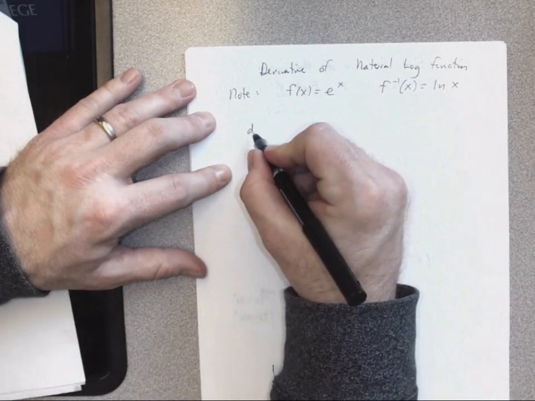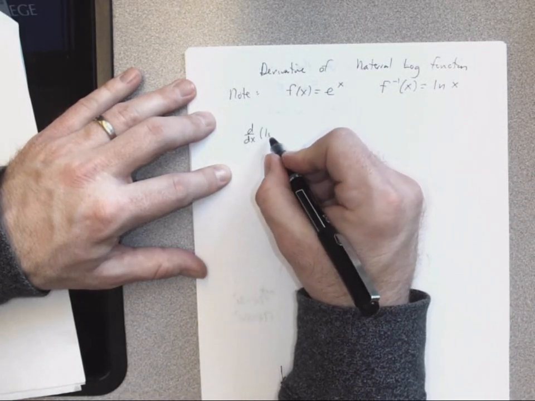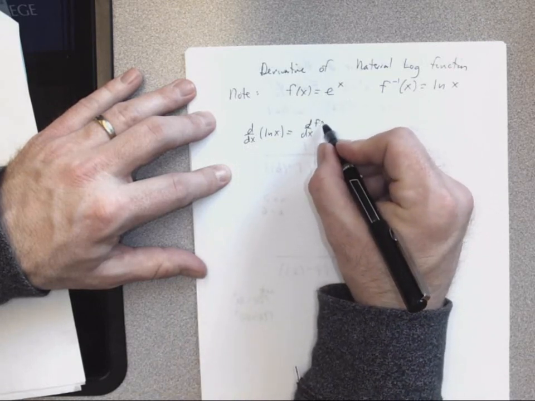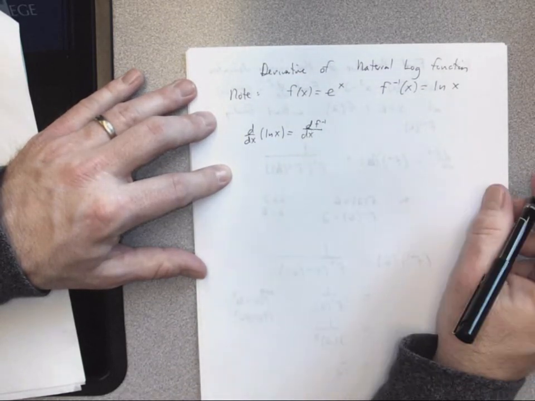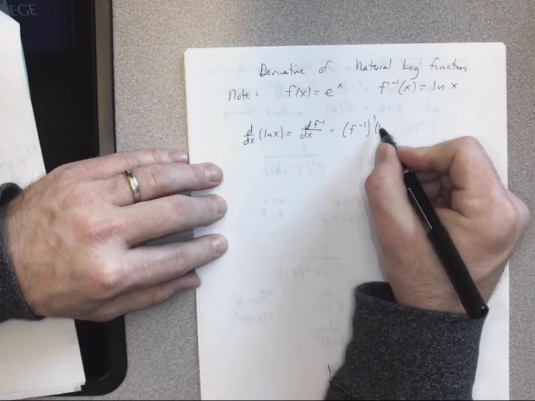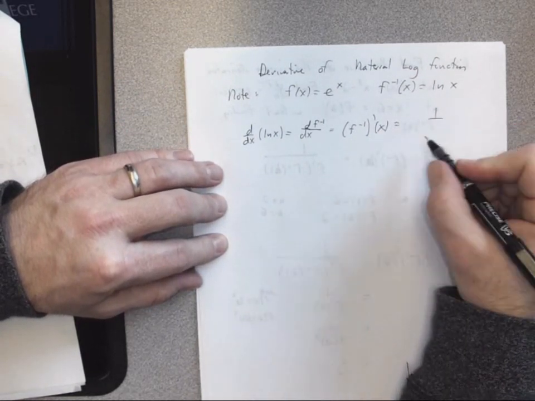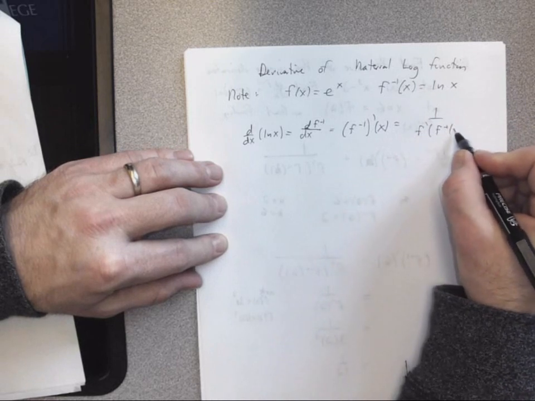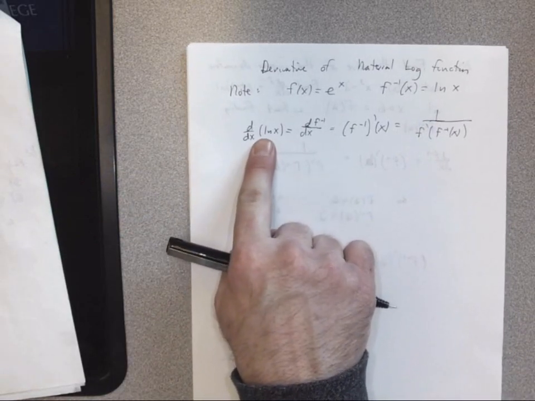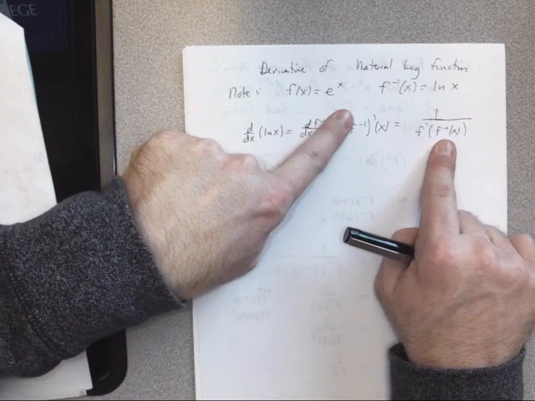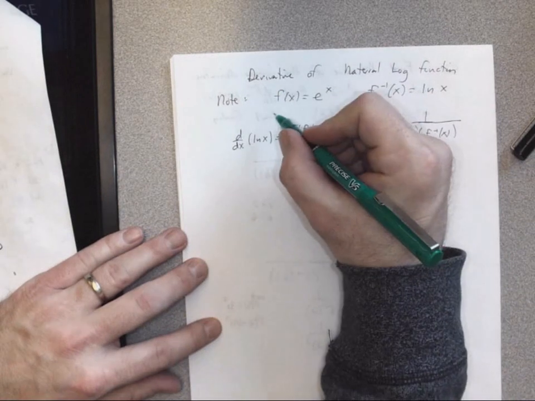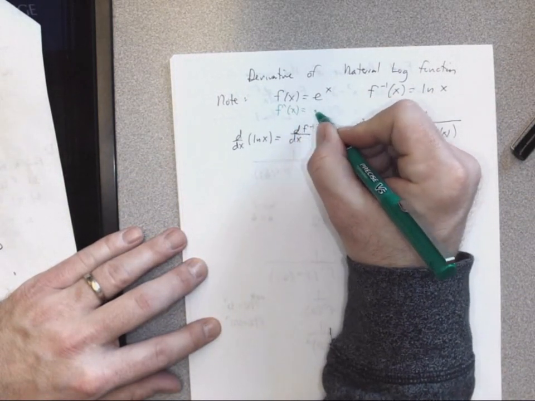So what I know is that the derivative with respect to x of our natural log function is the same thing as the derivative with respect to x of f inverse, df inverse dx, which is the same notation, the derivative of the inverse function, which is going to be 1 over f prime of f inverse of x. So the derivative of the natural log function is going to be related to the derivative of f evaluated at this inverse. Well, what I know is that if f of x is equal to e to the x, then f prime of x is also equal to e to the x.